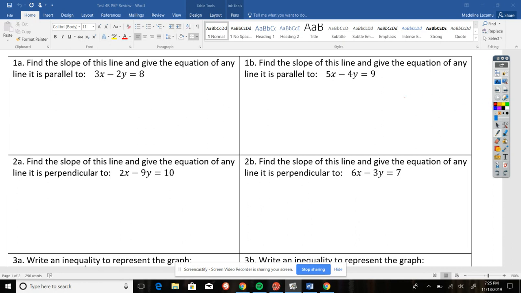All right, we're gonna start with 1B. So I did the A's in class. If you weren't there, B should be enough. So 1B says find the slope of this line and give the equation of any line it is parallel to.